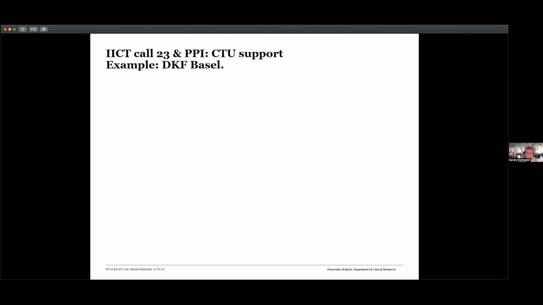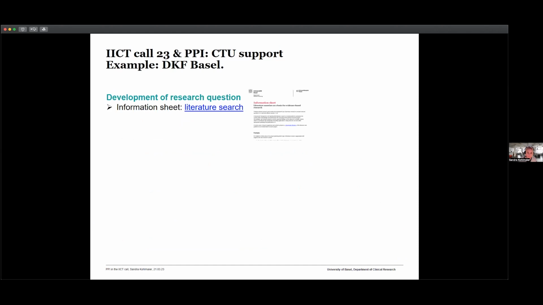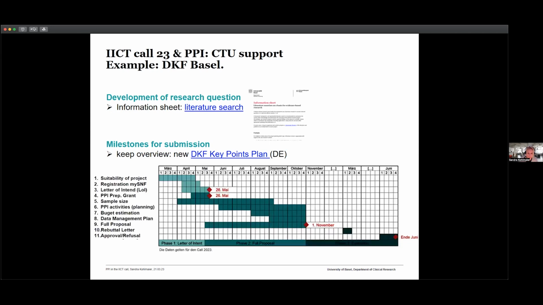What else can we offer for you? At least from the DKF in Basel. So in case you're in the phase of developing your research question, of course, it also makes sense to have a literature search. There we have some information sheets and also some people who can help there to make things easier and faster. And in case you have already your research question, and now would like to have an overview and keep also the overview regarding the milestones of your submission to the SNF IICT call, then we have a key points plan developed. It looks like this.